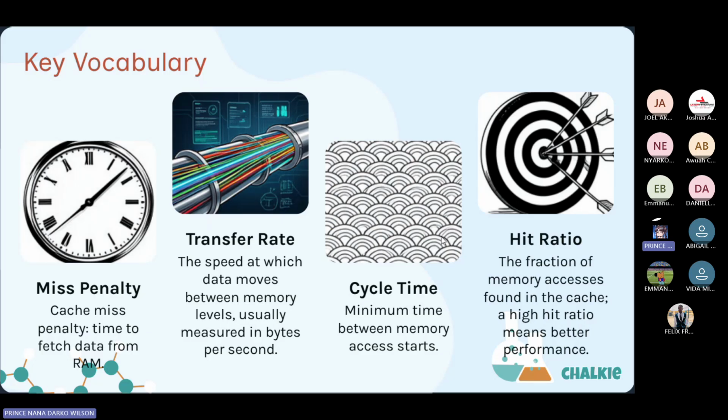So the hit ratio is the fraction of memory accesses found in the cache. The miss penalty means how much data is not held in the cache that we have to go and take from the RAM. Transfer rate is the speed at which the data travels from one level to another. The cycle time is the minimum time between the memory access.